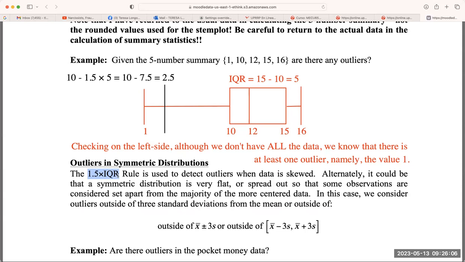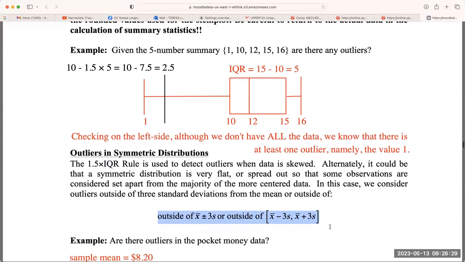Patricia is right too. You use this range. You have to check outside of 3 standard deviations. So we use the measures we take for the symmetric distribution, the mean and standard deviation, and we use them to interpret if we have strange or irregular values.